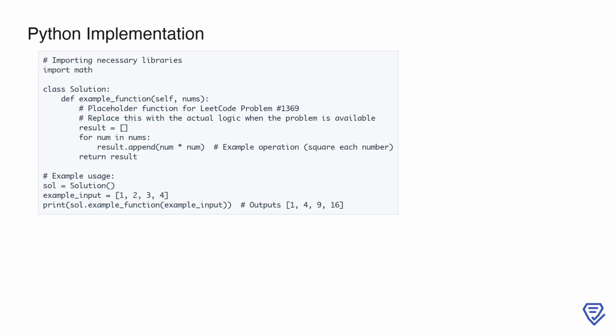This code is a placeholder template for LeetCode problem number 1369. It defines a class Solution with a method example_function to perform a basic operation on a list of numbers, e.g., squaring each number. The example demonstrates how to use the class and function, with a sample input, [1, 2, 3, 4], which returns [1, 4, 9, 16]. Once the problem requirements for LeetCode number 1369 are known, replace the logic inside example_function with the actual solution.